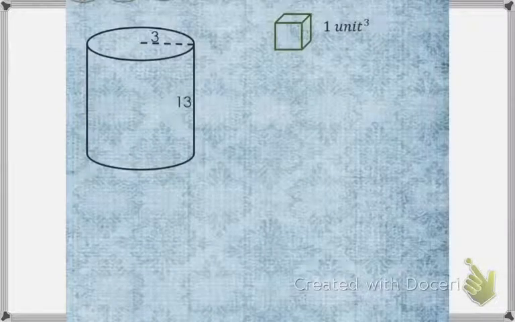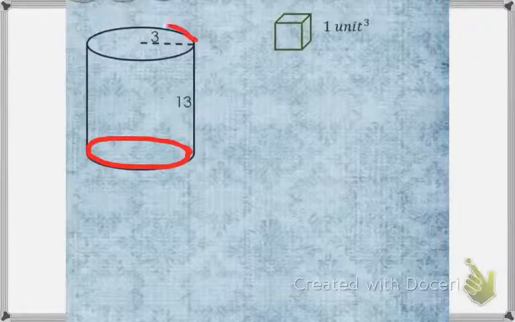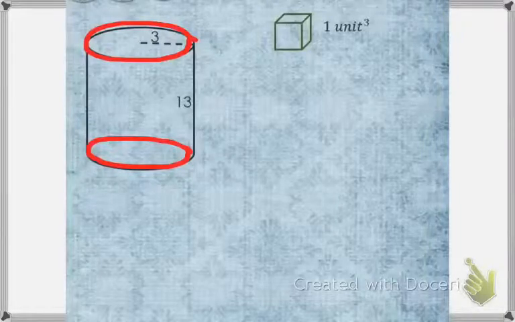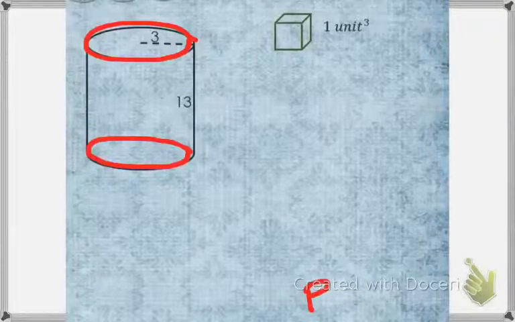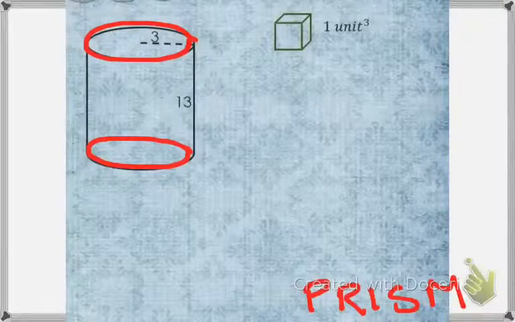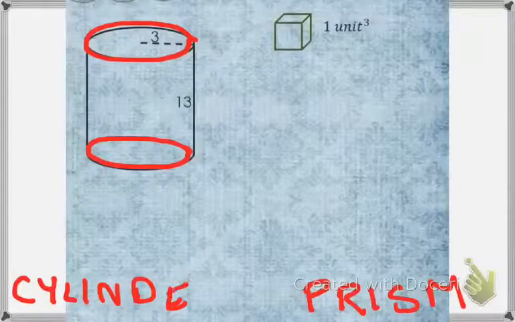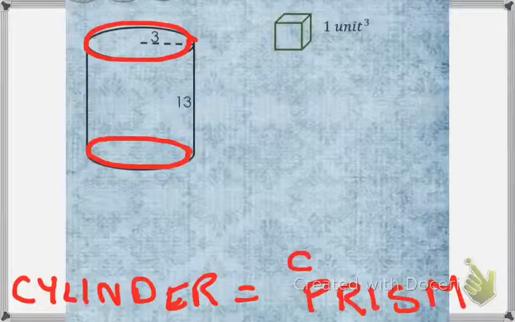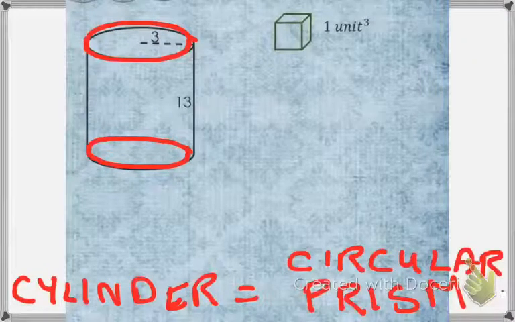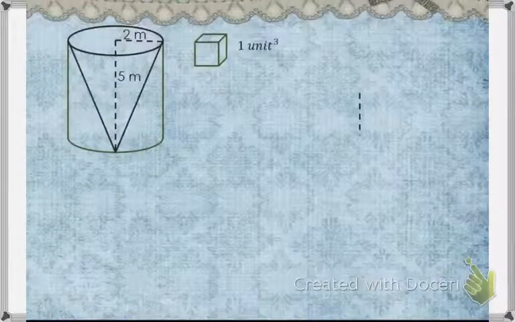Now let's consider a cylinder where the base and the roof are identical, so we know this cylinder would also be called a circular prism, but because it's a circle, it gets a special name called cylinder. So a circular prism is a cylinder. We are going to compare that with a cone.